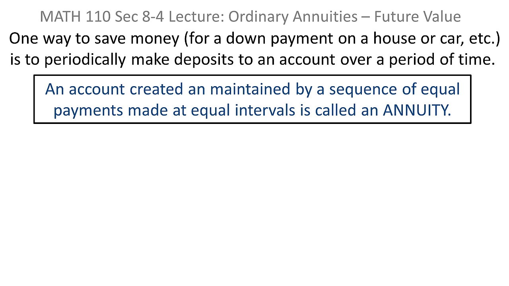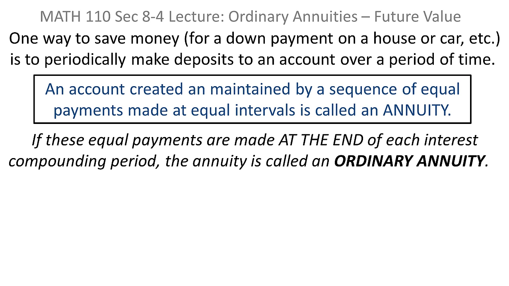An account of this type is called an annuity. If you've got a sequence of equal payments made at equal intervals into an account, it's called an annuity. If those equal payments are made at the end of each interest compounding period, the annuity is called an ordinary annuity.